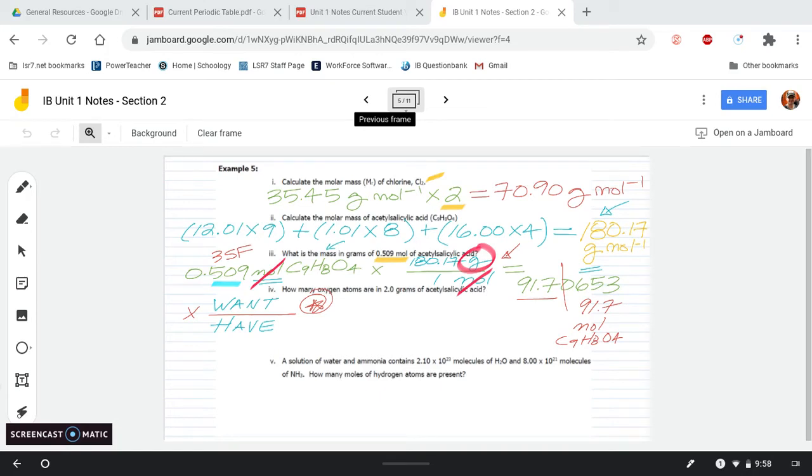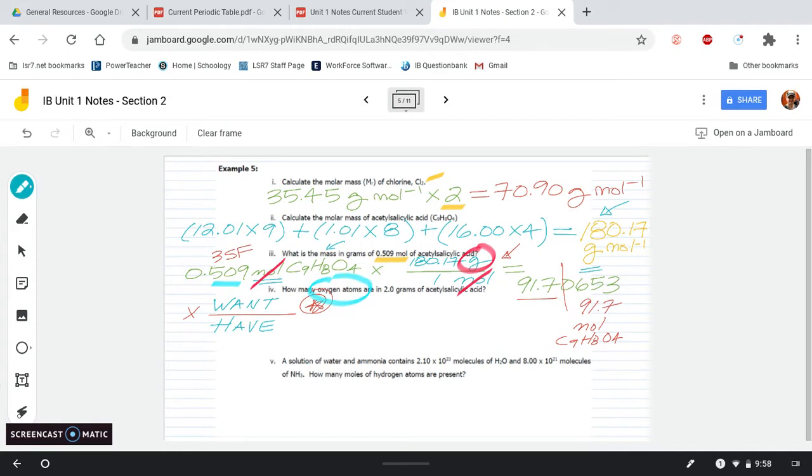All right, we are into this next question. It says, how many oxygen atoms are in 2 grams of the acetylsalicylic acid? Same chemical we've been working with, but now we found moles, but they want to know about oxygen atoms. And so the key thing in this problem that you really need to be looking at is this oxygen atoms.